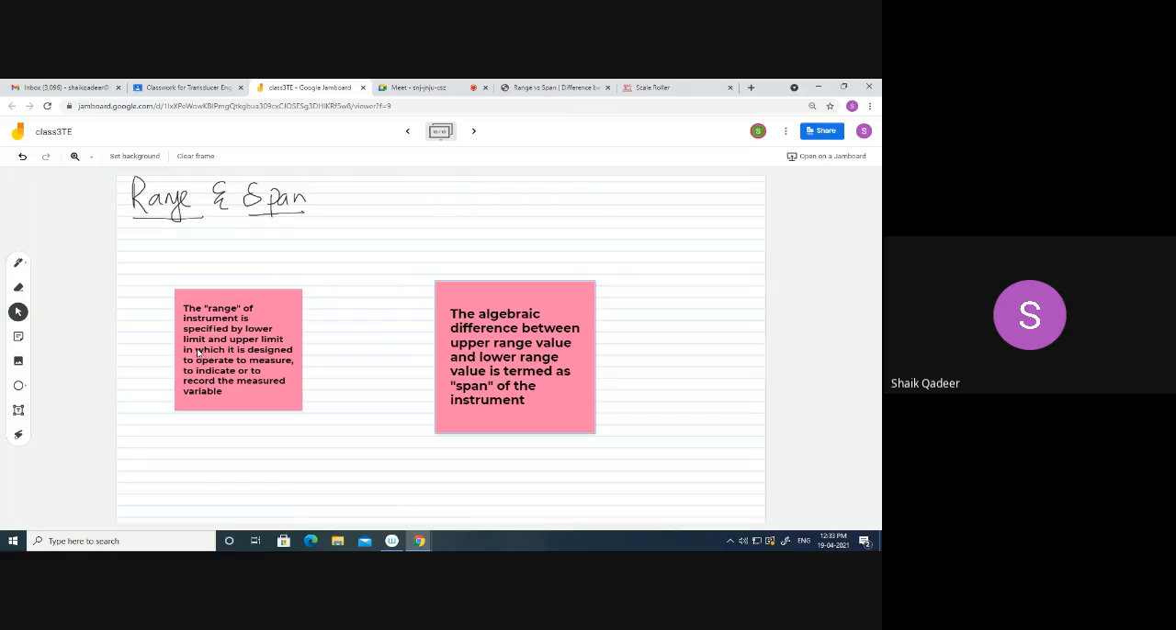The range of an instrument is specified by a lower limit and an upper limit, in which it is designed to operate, to measure, to indicate, or to record the measured value or variable. And what about span? The algebraic difference between the upper range and lower range value is termed as the span of the instrument. Hope it is clear to everybody. Yes, sir. Clear. Example.